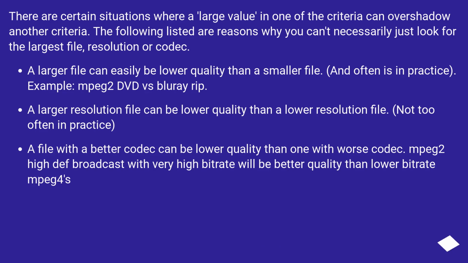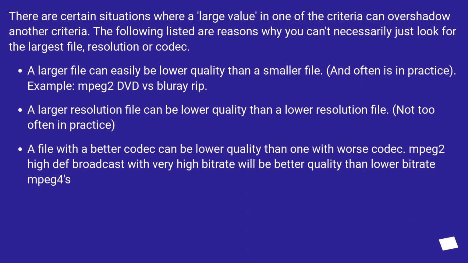There are certain situations where a large value in one of the criteria can overshadow another criteria. The following listed are reasons why you can't necessarily just look for the largest file, resolution or codec. A larger file can easily be lower quality than a smaller file, and often is in practice. Example, MPEG-2 DVD versus Blu-ray rip.